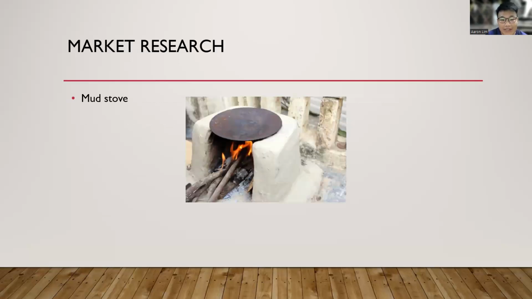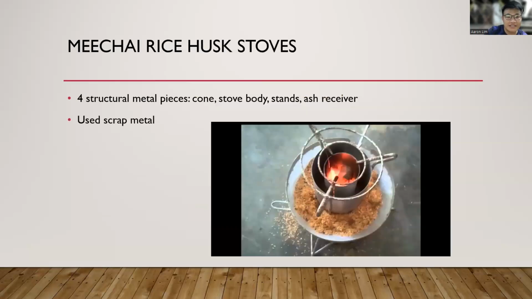So for market research, the mud stove is the current stove that can be found in third world countries. It's a stove made of mud and clay, and they use wood, charcoal, or even animal waste to burn. Next is the Michai rice husk stove. This can be found in Thailand, also India. This stove consists of 4 structural metal pieces: cone, stove body, stands, and also ash receiver. They use scrap material to make this stove, a very simple and cheap material.